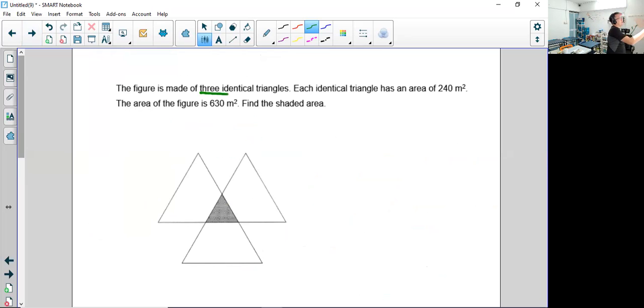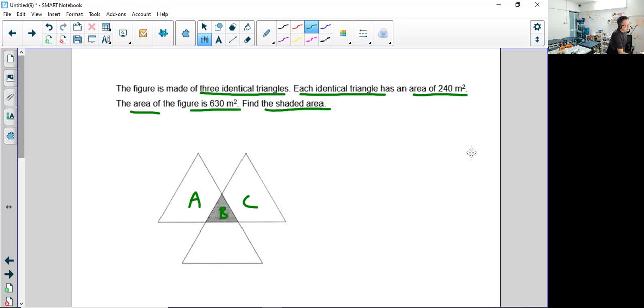The figure is made of 3 identical triangles. And each identical triangle has an area of 240 meters square. And the area of the whole figure is 630 meters square. So what's the shaded area? Then I will call every part of the figure with a letter. I call every part by a letter.